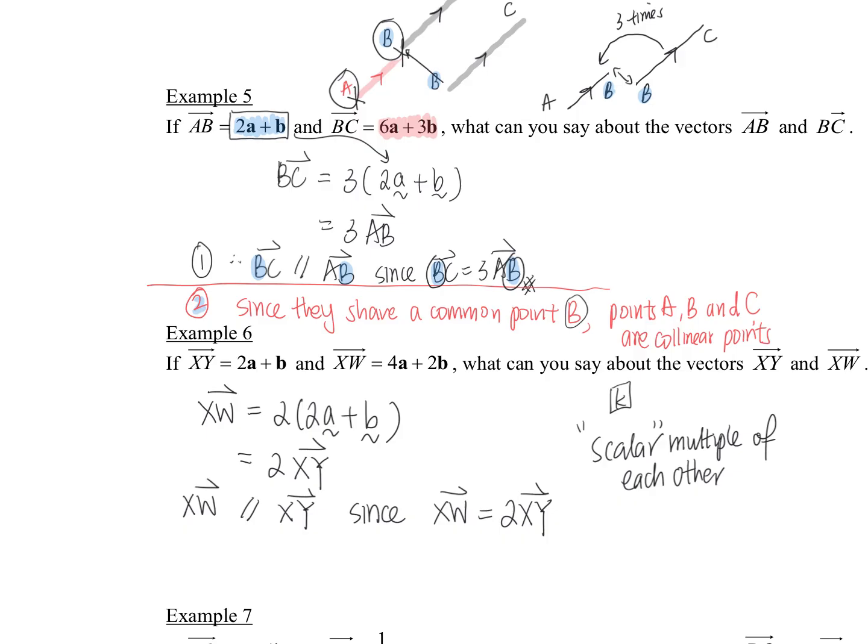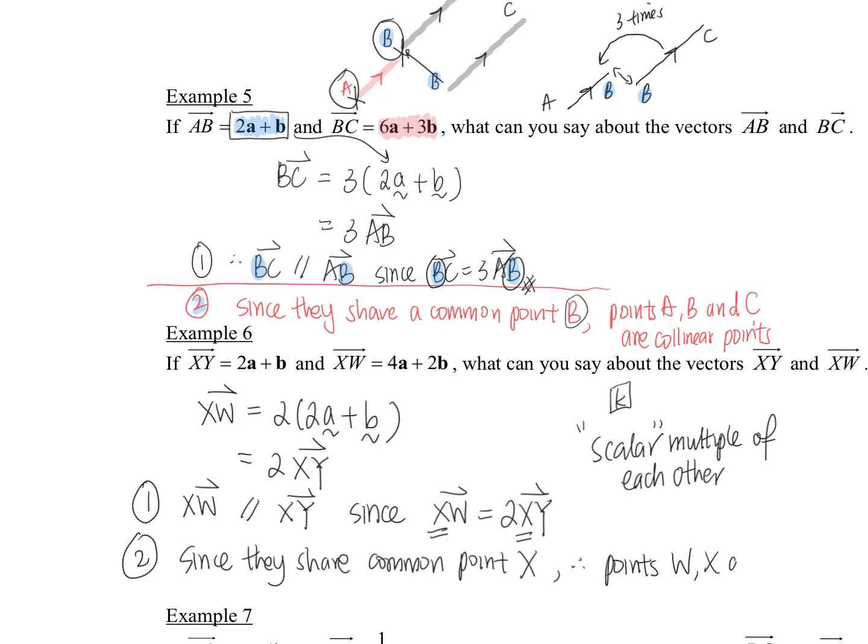Okay, so one other conclusion I can make is that since they share the common point X, therefore, points W, X, and Y are collinear points. But if they don't share, then they are just parallel. They have nothing else in common. Okay? So, like just now, we have A, B, and C, D. Now, no common point, so they are not collinear. They are just parallel. So, it just so happened that all these share a common point. That's why you can say they are collinear.